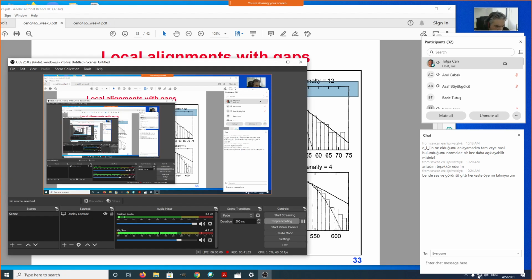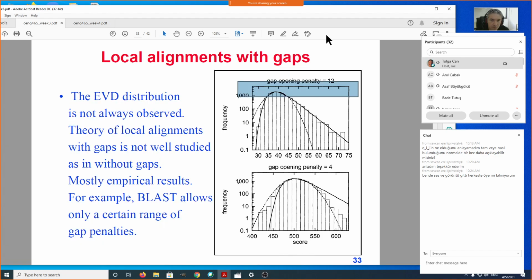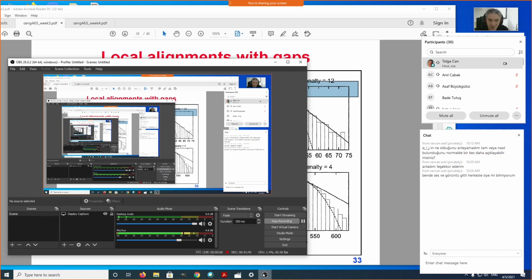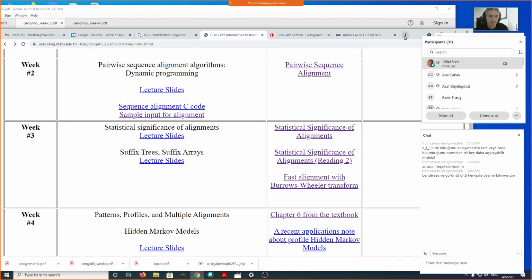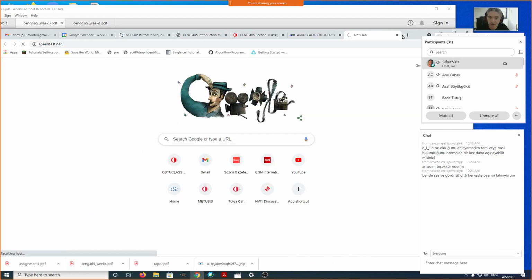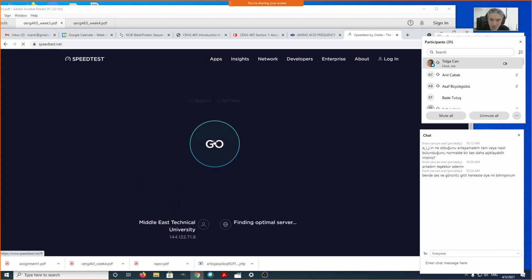My internet connection seems to be stable, so if you have any difficulties in terms of sound and video, it may be O2's internet connection to the outside world. But anyway, I'm still recording locally, so you'll be able to watch the other parts. Okay, so let me check my internet speed test. Let's see whether it's something on my machine.